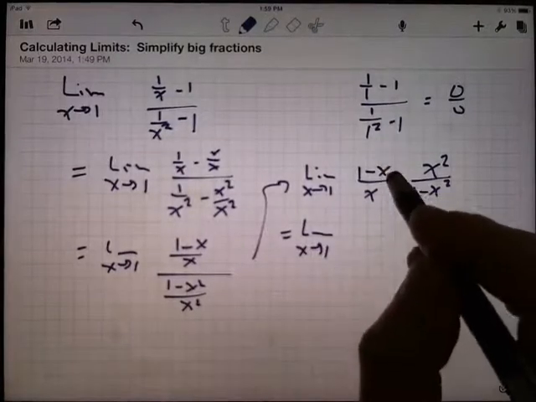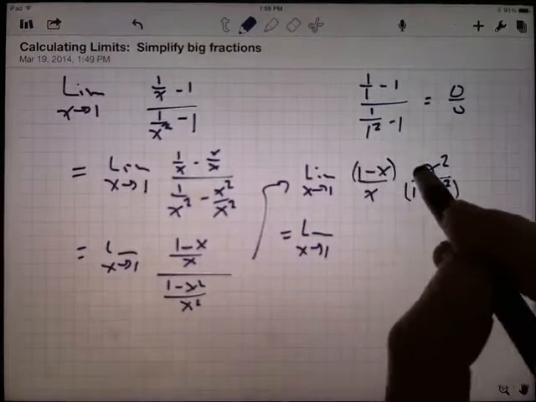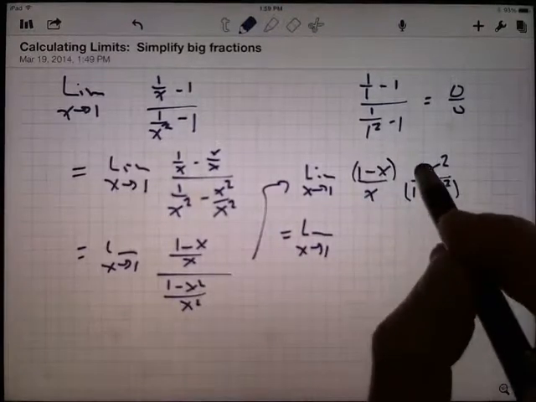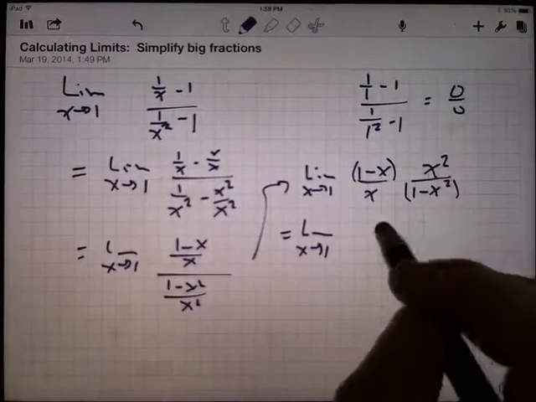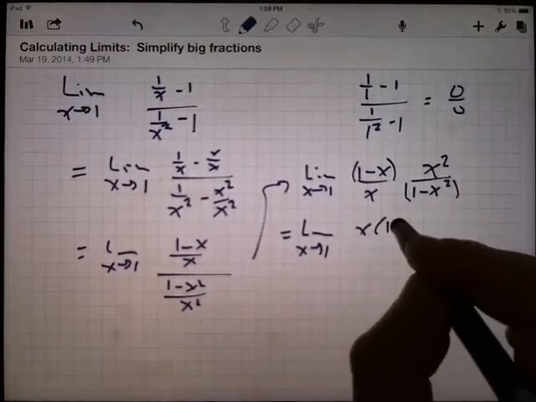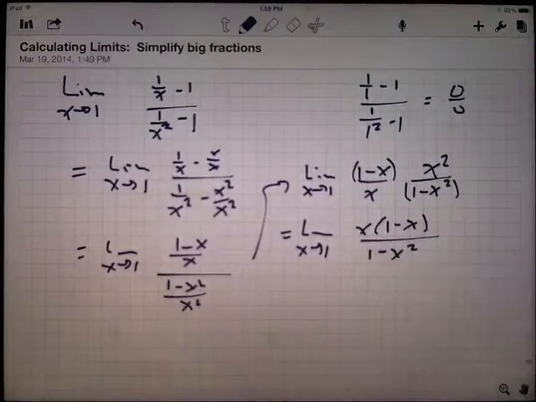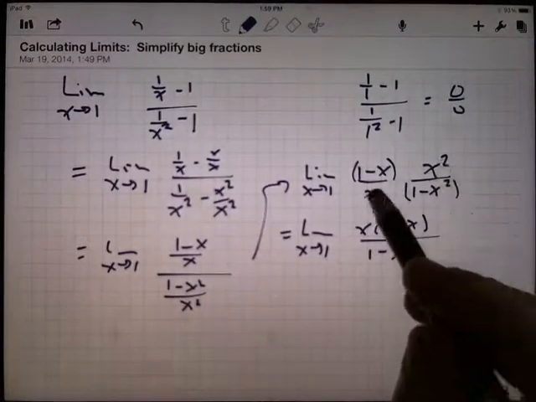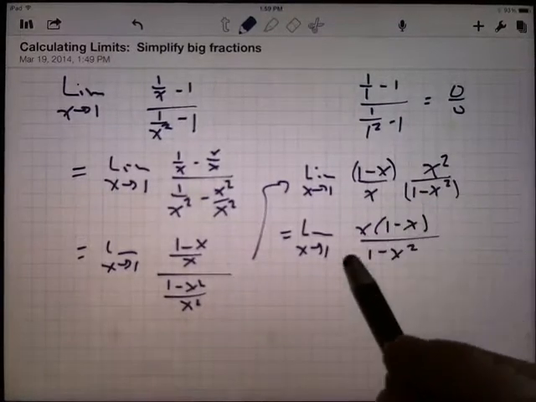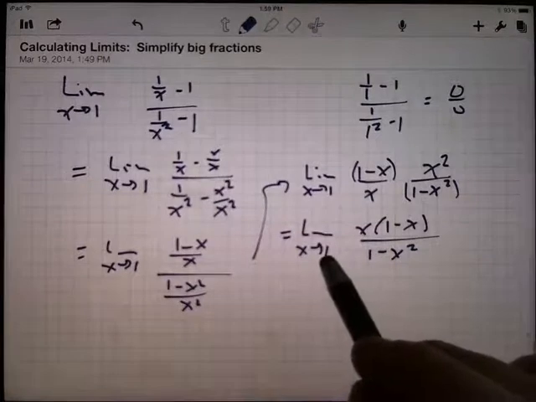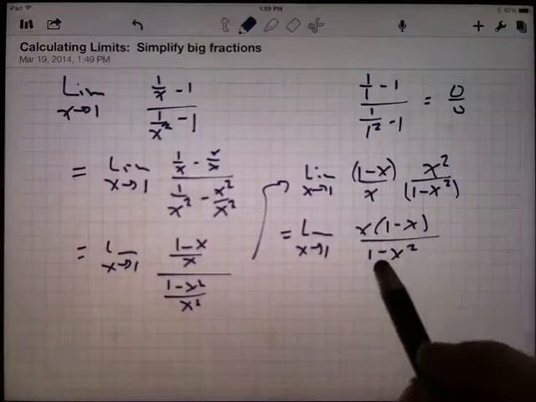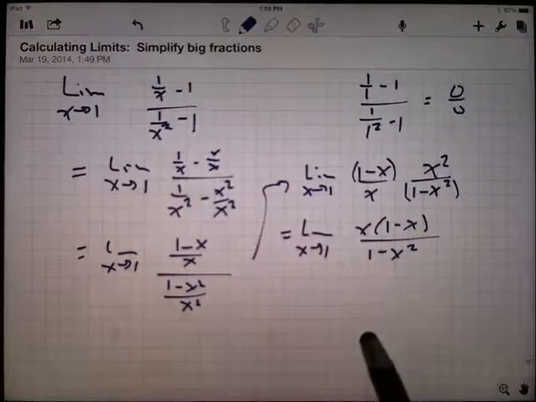One of the x's cancels out. Everything's factored here. This times that, this times this. So I can cancel out one of those x's. So I've got an x times 1 minus x on the top, and I've got a 1 minus x squared on the bottom. That canceling out the x over x didn't get rid of my 0 over 0, right? Because x was going to 1. I still have a 0 here, and the bottom is still 0 when you plug a 1 in.